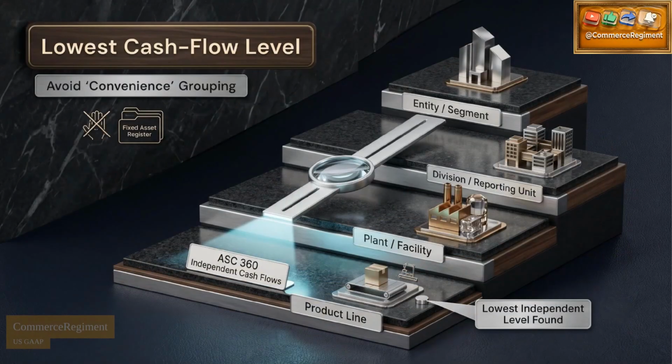Sometimes the asset group is a product line or production cell. Sometimes it is a plant, facility, division, reporting unit, segment, or even the whole entity. The test is whether cash inflows are identifiable and largely independent. A fixed asset register might list every machine separately, but that does not mean each machine has independent cash flows. ASC 360 asks how the asset group actually generates cash, not how nicely the subledger is organized.